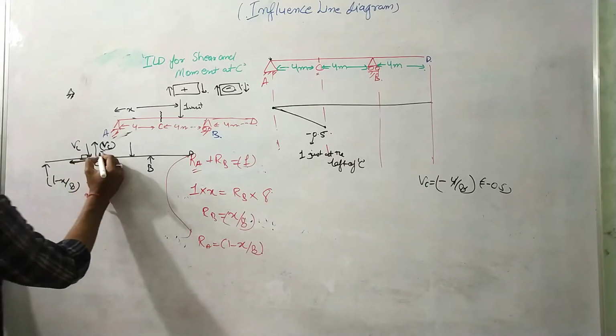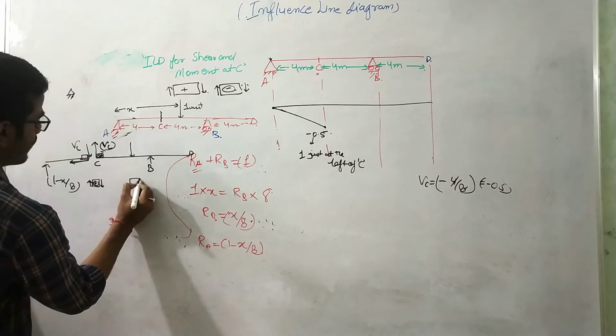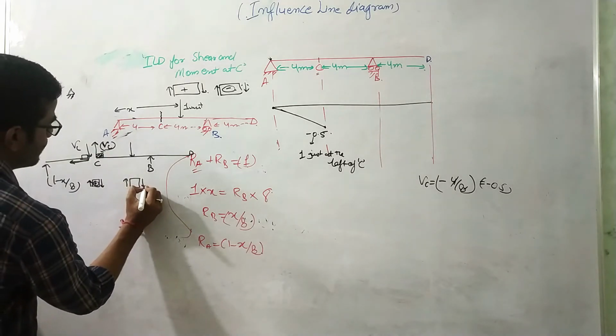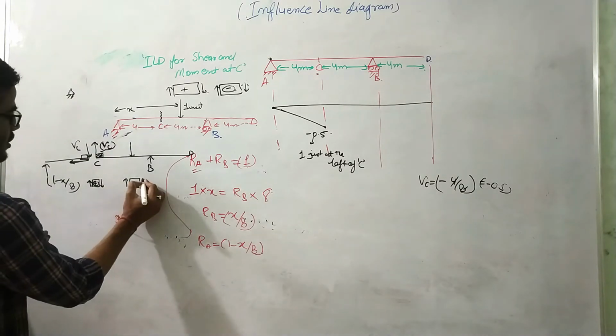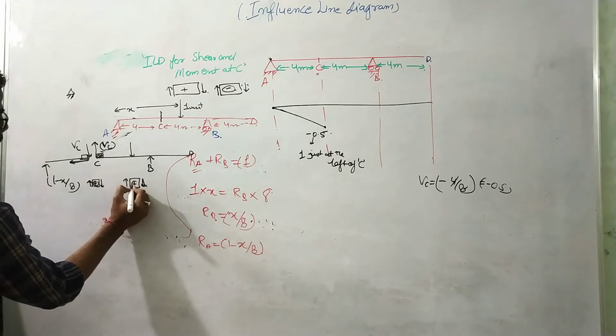Okay, similarly, if I take one element at this point, it will look like this. V is in this direction, and to balance this force, the shear force will act in this direction. So this is also the positive variation.